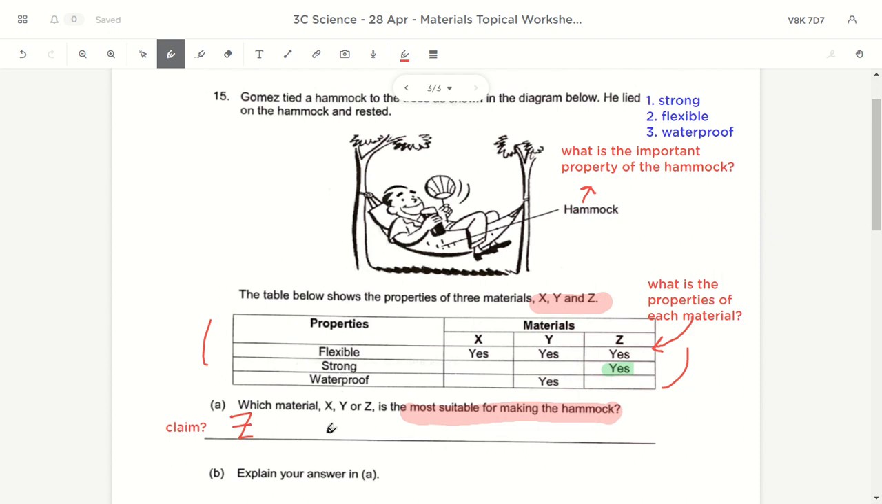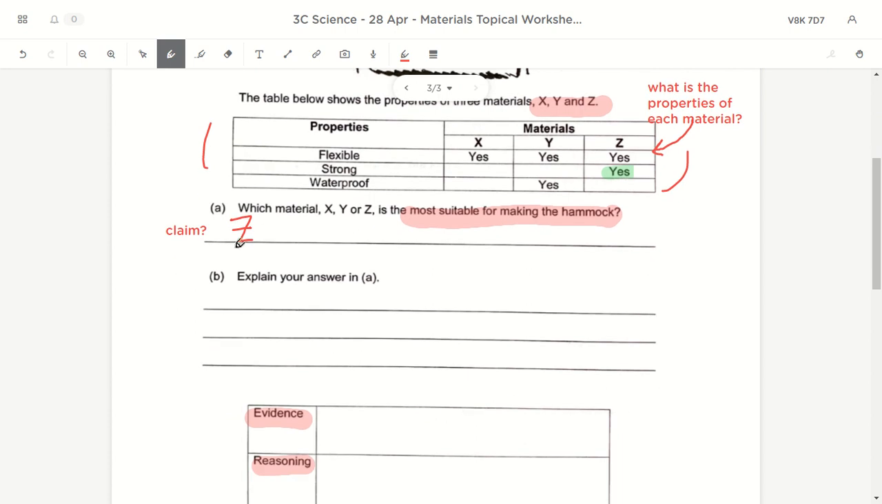Okay, so Z is the most suitable material to make the hammock. Why? Okay, so let's write the evidence down and write the reasoning. So here you have seen I have lines, I have boxes as well. Let's write the answers in the boxes first. You can write in point form, you can write in short form, and then after that we'll learn how to construct the answer on the lines later once we have done the evidence and the reasoning.